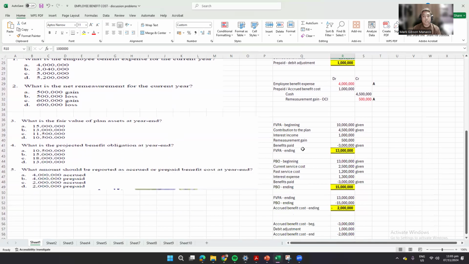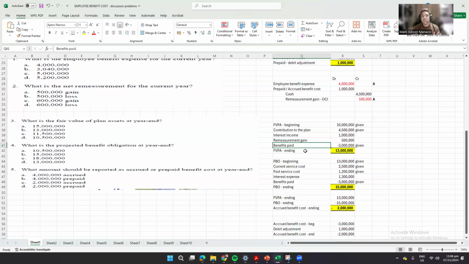Okay, so ito ulit, no? So let's introduce another template, no? So for the fair value of plan assets, we have the beginning balance plus the contribution to the plan, plus any interest income, plus any remeasurement gain. Obviously if it's a loss, it's a reduction, and then less any benefits paid to get your fair value of plan assets ending balance.